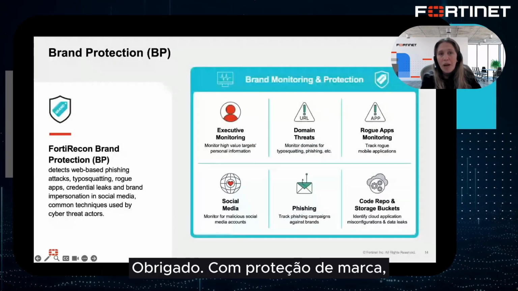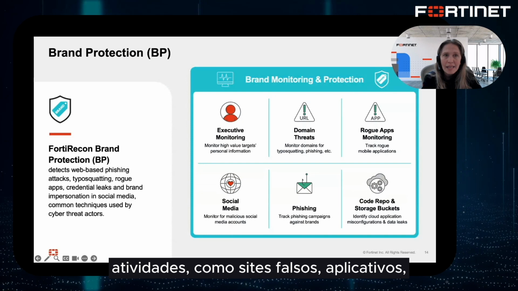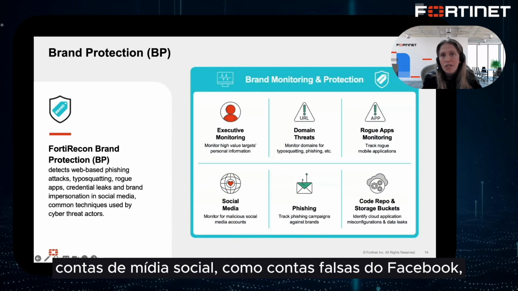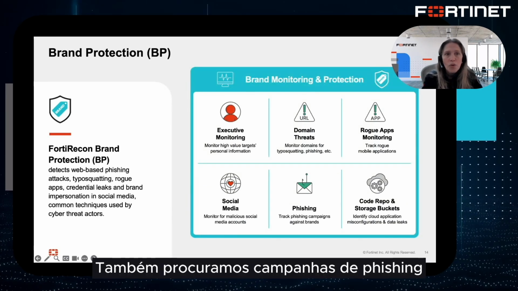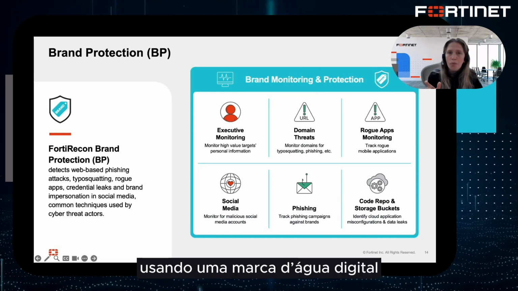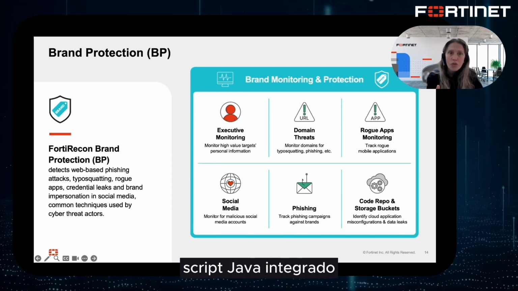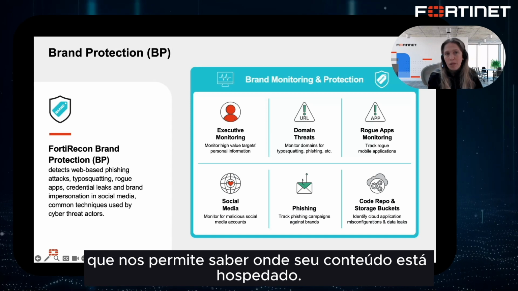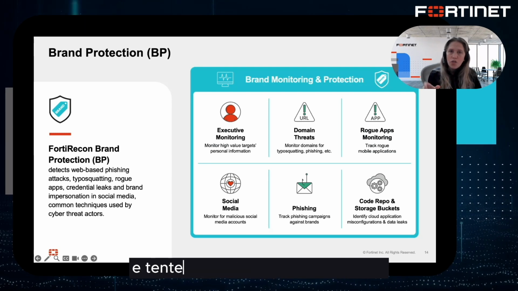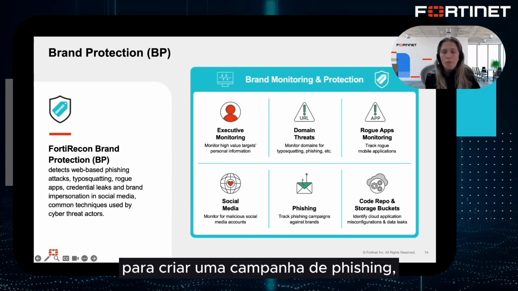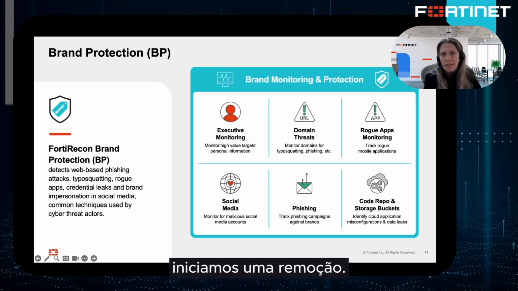Thank you. And with brand protection, our proprietary algorithms detect brand impersonation activities such as fake websites, applications, social media accounts, such as fake Facebook accounts, and we can take them down for you. We also look for phishing campaigns using a digital watermark that is added to your web pages. The watermark has built in JavaScript that lets us know where your content is being hosted. When threat actors go to your website and copy pages and try to host them elsewhere to create a phishing campaign, we can see where the website is hosted, and based on its location, we initiate a takedown.